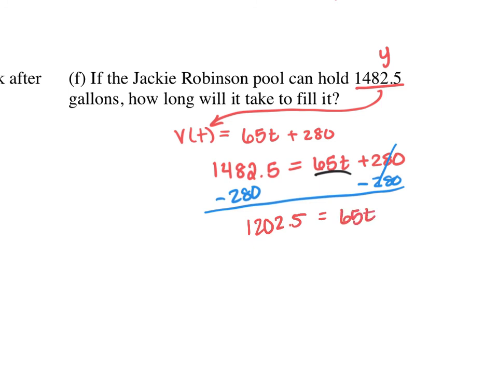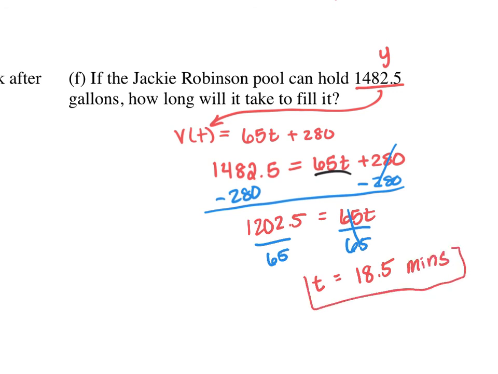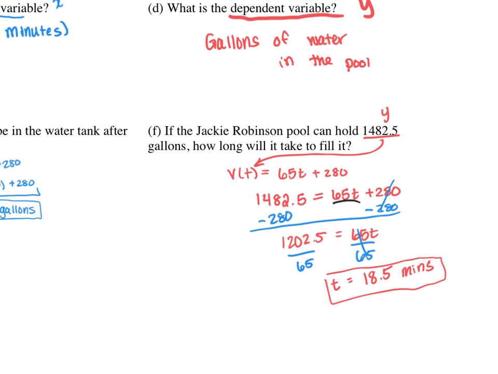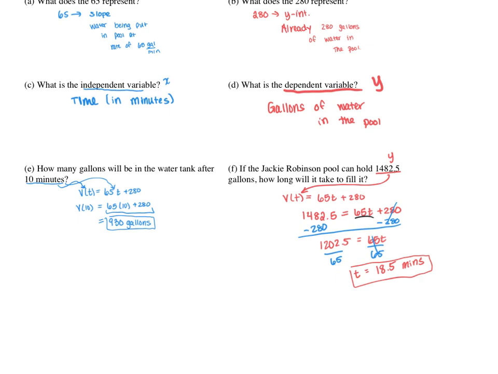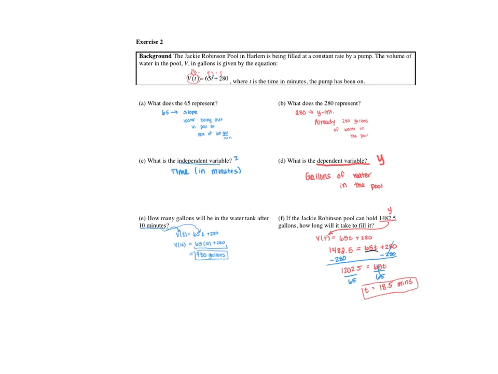Now, our final step, 99.9% of the time, is just to divide. So I'm going to divide both sides by 65, and I get T is equal to 18.5 minutes. So it will take 18.5 minutes, or 18 minutes and 30 seconds, to fill the Jackie Robinson pool to 1,482.5 gallons of water.